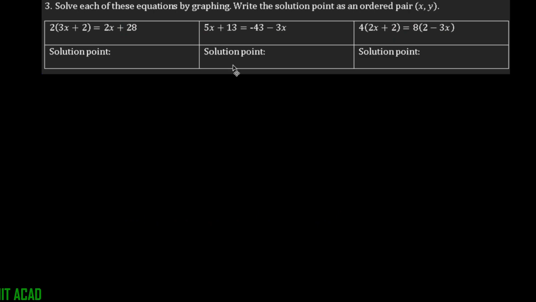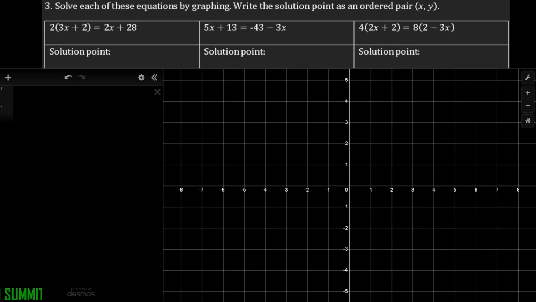For number 3, it says solve each of these equations by graphing and write that solution point as an ordered pair. So let's pull up our wonderful Desmos calculator. I'm going to graph out this system. So again, make sure you graph it out like this. This is going to be one equation, so let's say first line, and then we can highlight our other side of our equation and say it's going to be our second line.